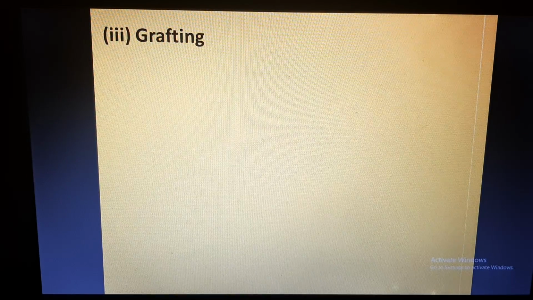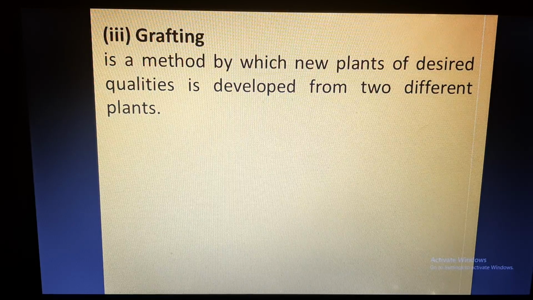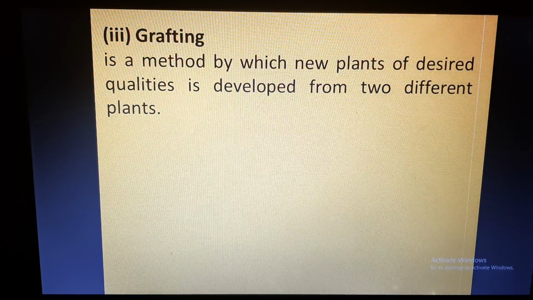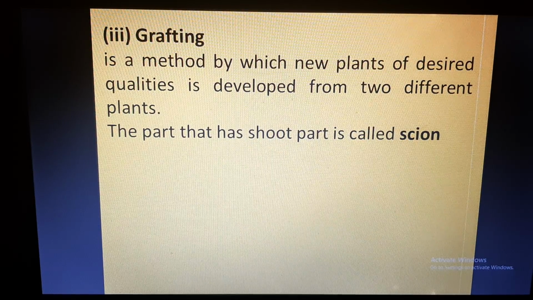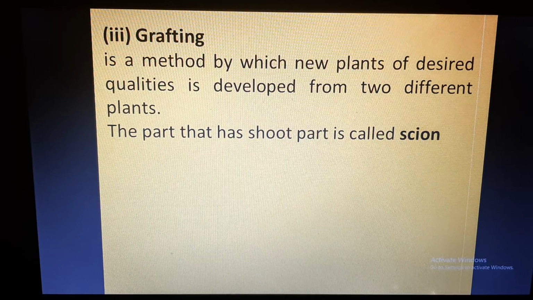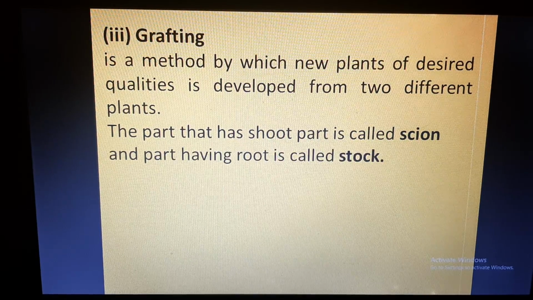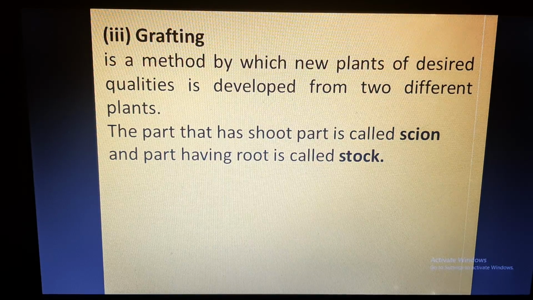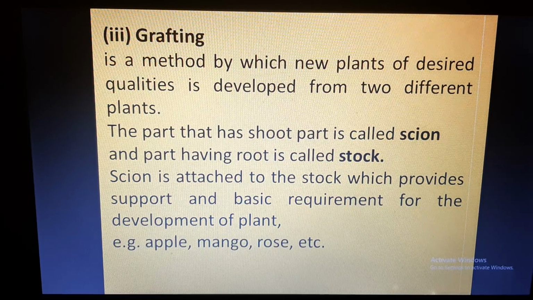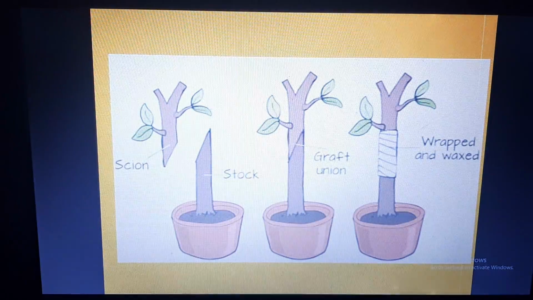Next we'll be discussing grafting. So grafting is a method by which plants of desired qualities are developed from two different plants. So now here we take the shoot part from one plant and the root part from another plant. The part that has the shoot is called scion, and the part which has the root is called stock. The scion is attached to the stock, which provides support and basic requirements for the development of the plant. Example, grafting is done in apple, mango, rose, etc.